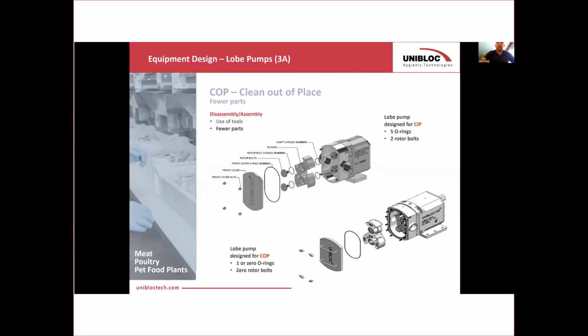So fewer components, the better in COP. And this is something that the meat, poultry, and pet food plants are looking for all the time. They do clean once a day. And when they have a lobe pump that is designed for CIP but used for COP, you're just going to have more parts, more problems. So they look for a lobe pump that is designed for COP that you can see here. It's frequently used there.